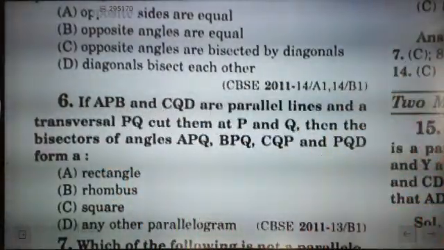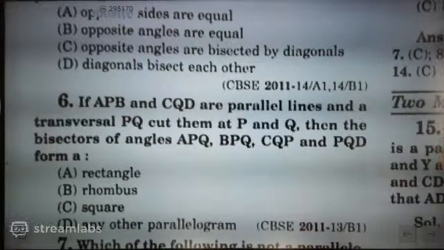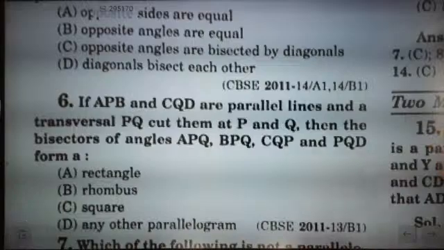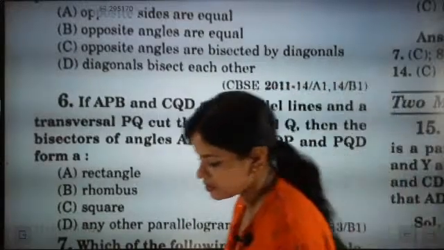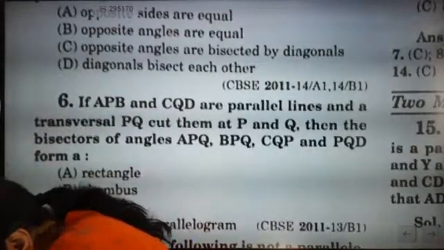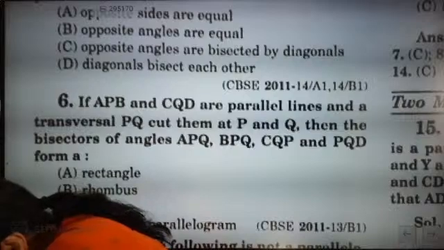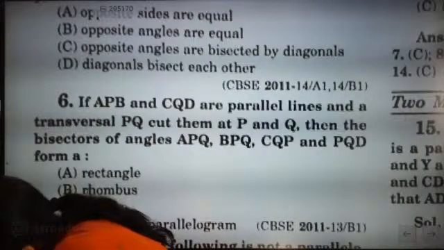Okay. Now look here. Question 6: if APB and CQD are parallel lines and a transversal PQ cuts them at P and Q, then the bisectors of angles APQ, BPQ, CQP and PQD form a rectangle, rhombus, square, or any other parallelogram. What a question. Ashwarya, Avinash, Kanishka, Keshav, Vishal. Okay, all have given an answer. Go for question number 6.